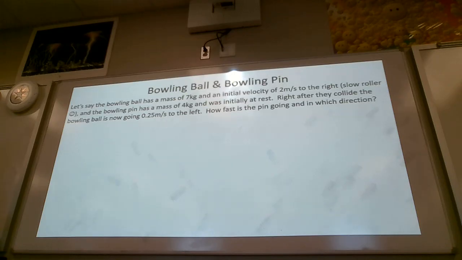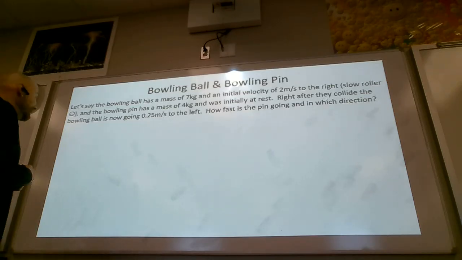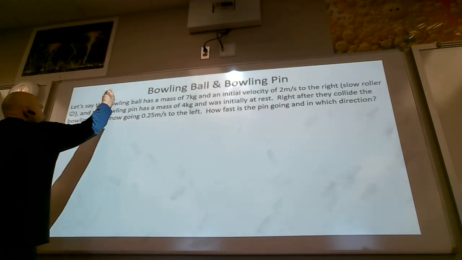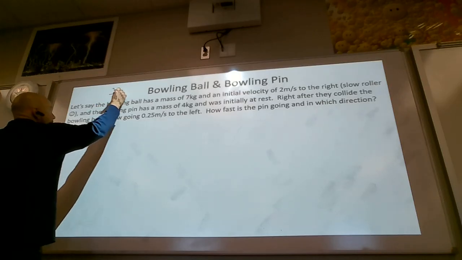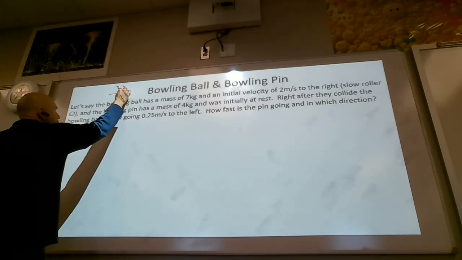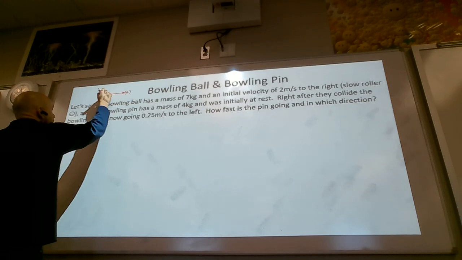Right after they collide, the bowling ball is now moving at 0.25 meters per second to the left. So it was rolling slow enough that when it hit, it bounced backwards. How fast is the pin going and in which direction? I need to specify which direction is positive. I'm going to make to the right positive because that's the way things are moving initially.